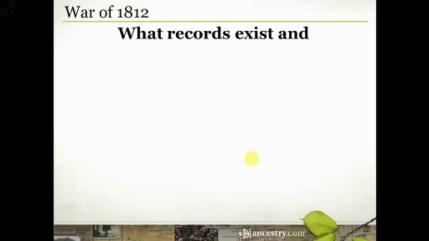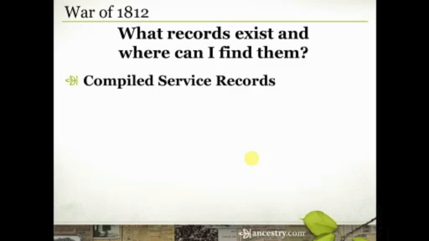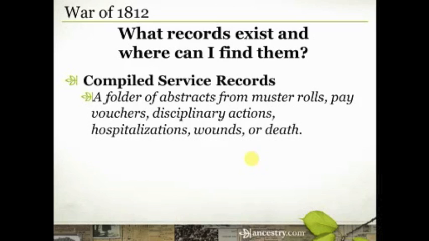Now, we're going to advance here in level of importance or significance of these particular records. The next type of record that exists for War of 1812 veterans are what we call compiled service records. Basically, these are a folder of abstracts from the muster rolls. So someone has gone through and extracted information from the muster rolls about your ancestor. There are pay vouchers, information about the money that your ancestor received for their service. Then there might be information about disciplinary actions or hospitalizations or wounds, or if they died in service. Certainly there will be information about that in the compiled service records.